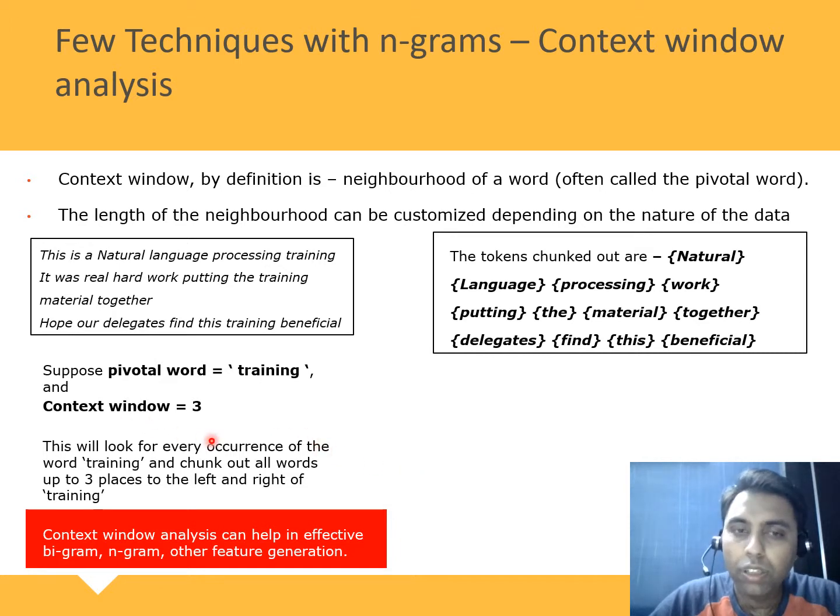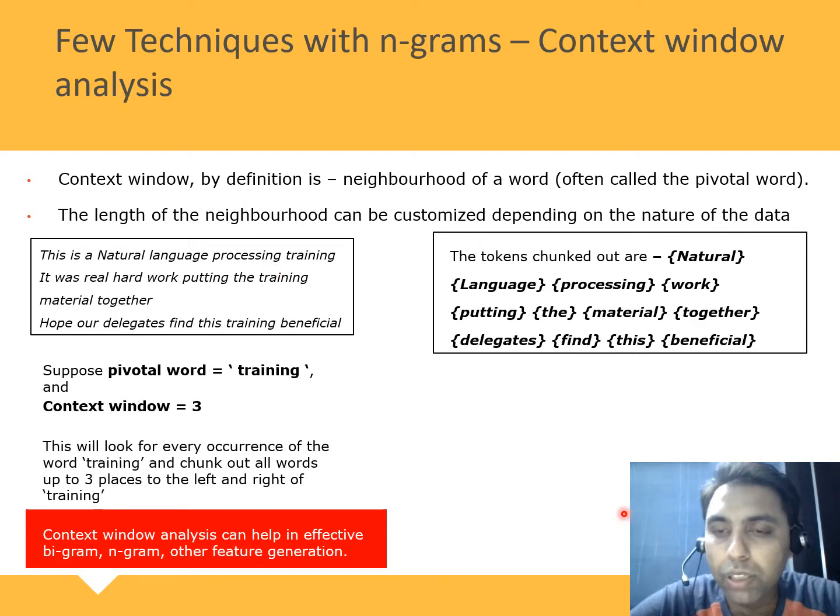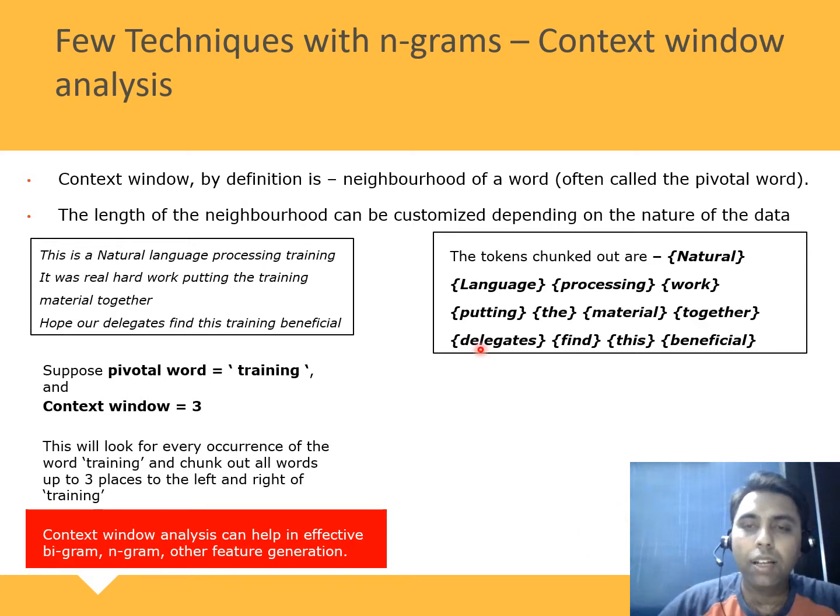So for example, instead of taking a context window of 3, if I had taken a context window of 2, I would have very easily been able to define some of the bigrams here, right? So for example, I would have been able to find the bigram training material. I would have been able to find the bigram training beneficial. I would have been able to find a bigram processing training. Obviously that wouldn't have been a very meaningful bigram, but I could have identified that. So obviously, what context window analysis helps me do is, instead of looking at all bigrams or all Ngrams or all trigrams, it helps me understand what are the bigrams which can be useful.